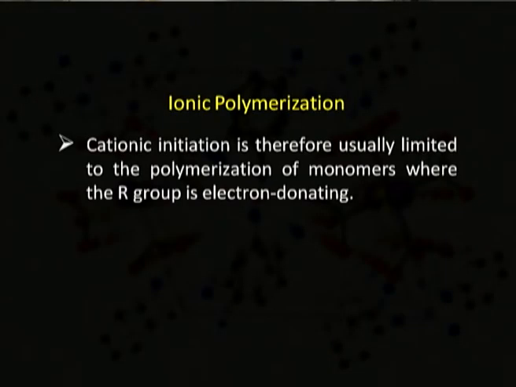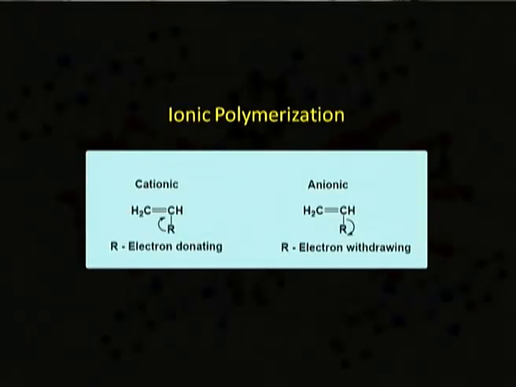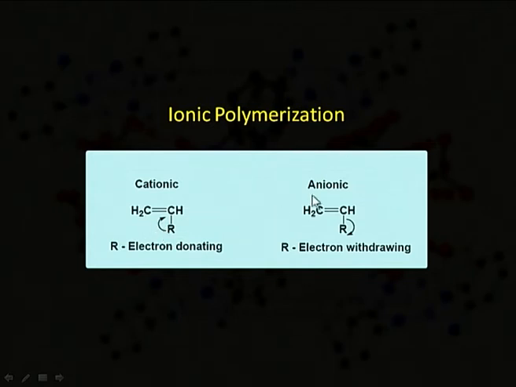In cationic polymerization, initiation is usually limited to the polymerization of monomers where the R group is electron donating. So, we may say that in cationic initiation the R group is electron donating, and in anionic initiation the R group is electron withdrawing. So, the formation of cation and anion can be understood by this diagram. This is the cationic chain and this one is the anionic chain. Here we are seeing that R is an electron donating group and here R is an electron withdrawing group.